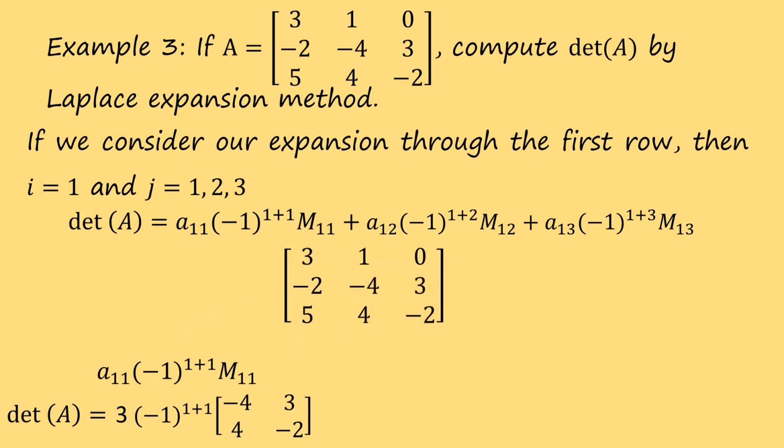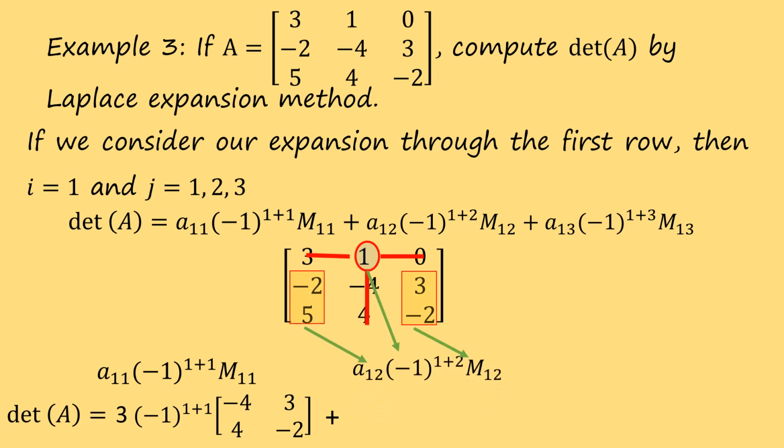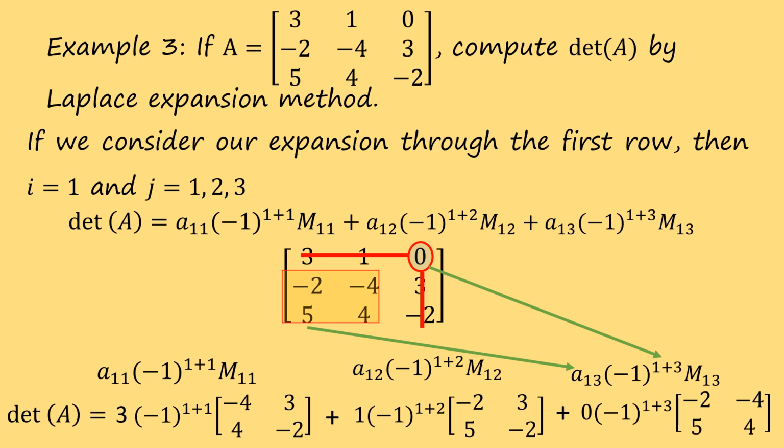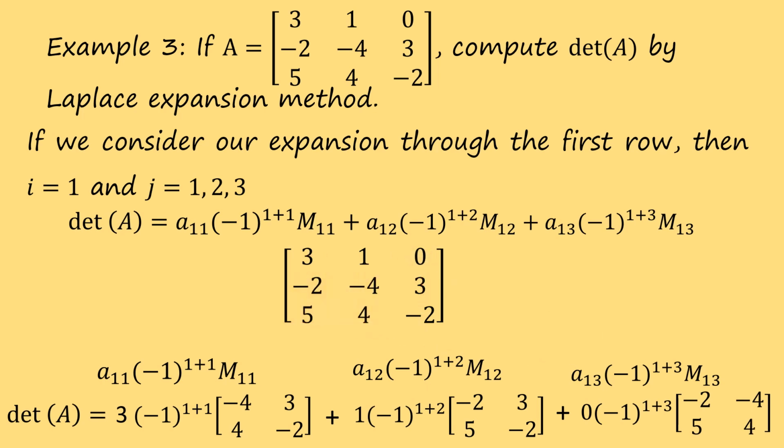Then the next one is for us to cancel out the first row and the second column. And we're going to have it in this, and we express it further to be this. Because we are dealing with the first row, our expansion is with the first row. Now the last part, we cancel the first row and the last column. So we have it in this, and then we continue to express this further to arrive at this.